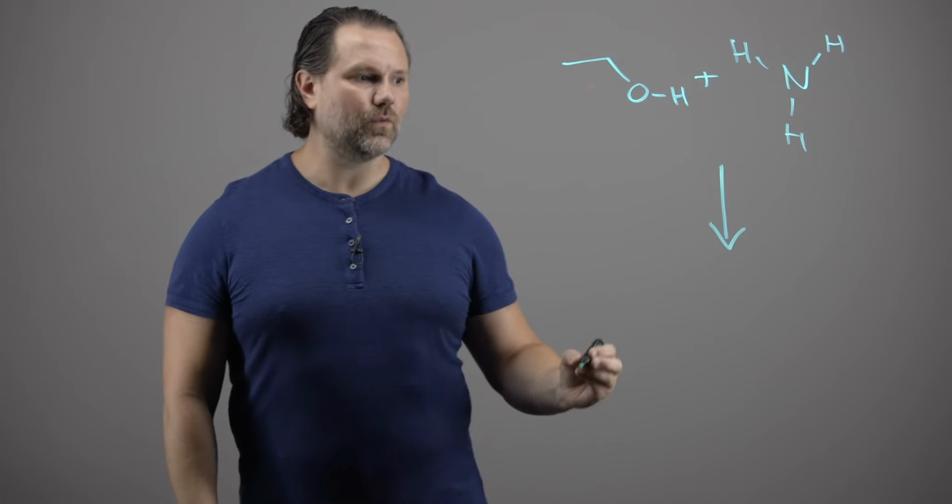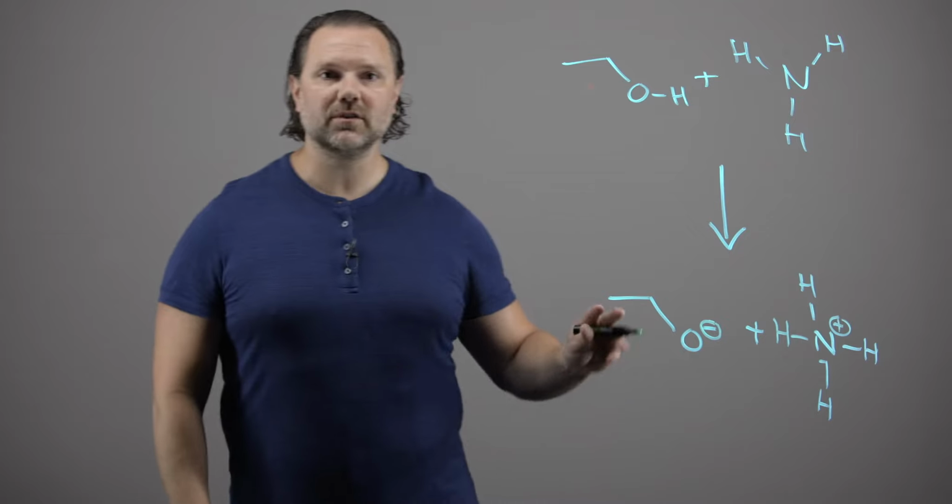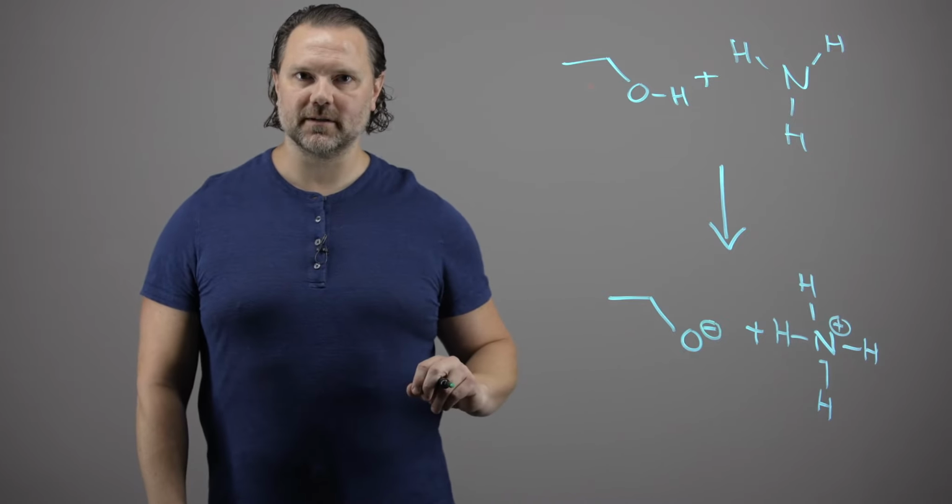So, to practice today, we're going to start by looking at the reaction of ethanol with ammonia. So we're going to draw our reaction, the ethanol molecule reacting with ammonia, and that reaction will form ethoxide ion and the ammonium ion. And I've included the formal charges on our atoms in the product.